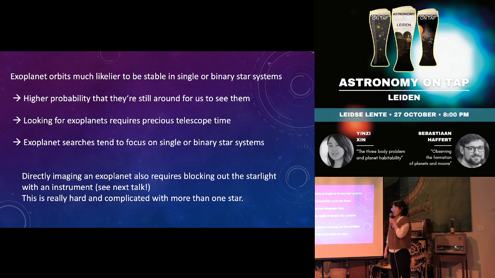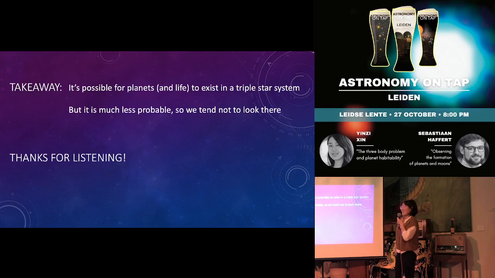And so you can build instruments that block out the light of one star and look for planets around it, but it becomes a lot more complicated if you have to block out multiple stars. And so there's also a sort of technical reason. But yeah, that kind of looking for exoplanets, I think, is the topic of the next talk. So I won't get into that too much.